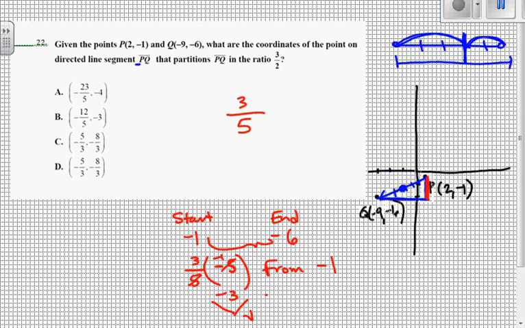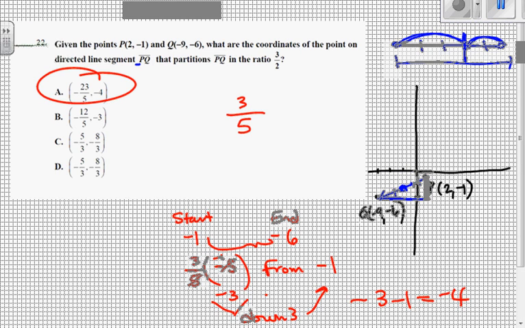Okay, down 3 from -1 means that the y value, and I did the y values first, ends up at -4. Okay, so -3 minus 1 equals -4. So, well, hey, there it is. I'll go ahead and work through the other one just in case, because you never know. Sometimes people start with the y's.